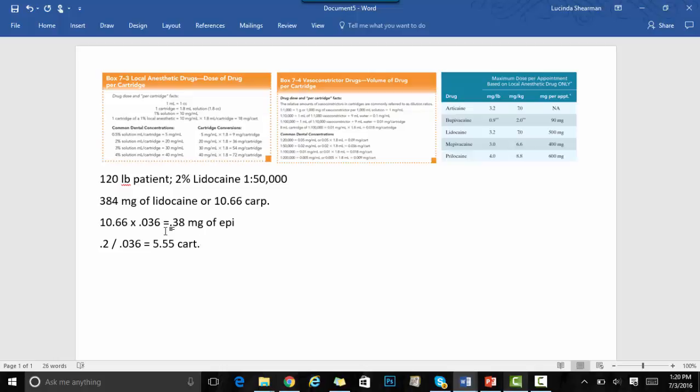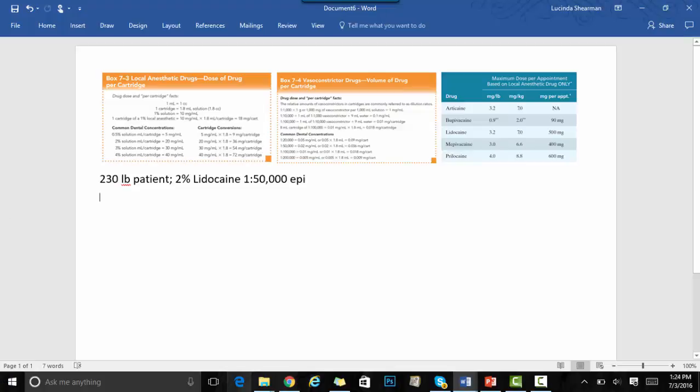So the limiting factor for this patient is the epinephrine. Looking at this, the MRD for lidocaine is 10.66, but this patient's MRD for vasoconstrictor is 5.55. So the limiting factor for this patient is epinephrine.